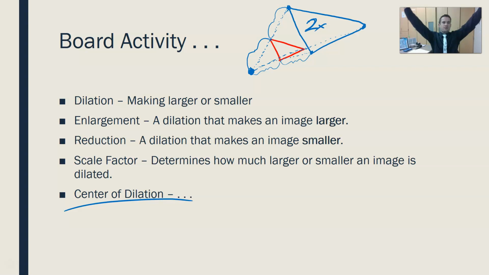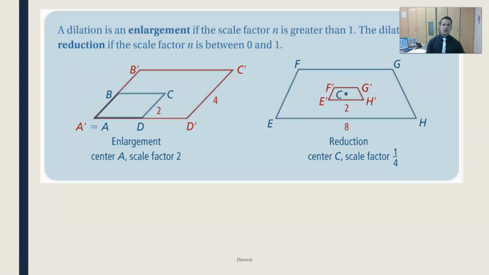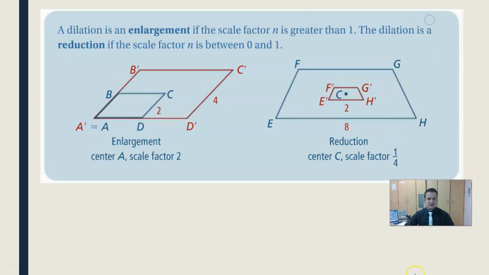So I could go like 3 times as big, I could go half as big, all along these same dotted lines, and I could form a bunch of different dilations. So this point right here is called the center of dilation. Okay, so let's take a look at this.